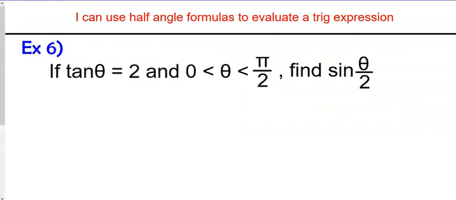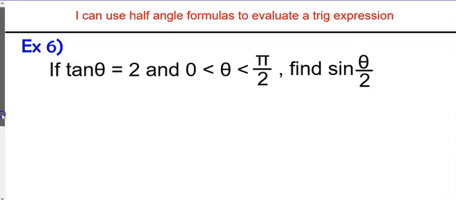And then last problem here. This one's just a little trickier than some of the other ones, so I just wanted to make sure that I gave you a look at something a little bit trickier. So here we go. It's telling us that tangent theta is 2, and theta is between 0 and pi over 2. Find sine of theta over 2. It's just a different way to tell you that you're using your half angle formula.